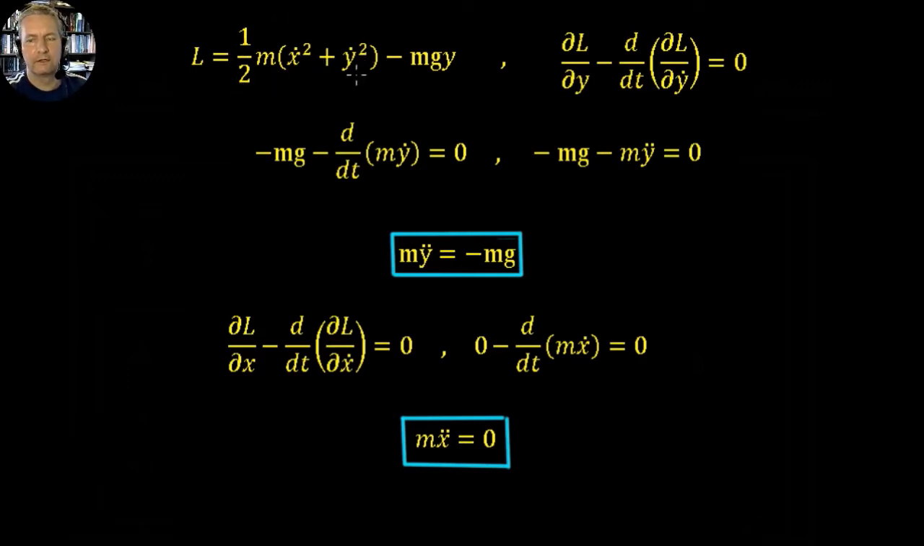Our potential energy, from the previous videos we've seen, is mass times gravity times height. Well, what's the height in this term? Well, the height is just going to be our height y.